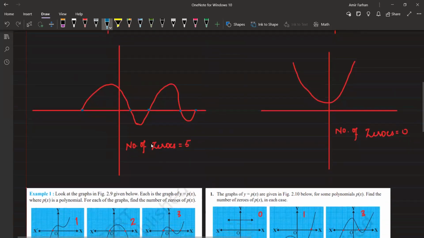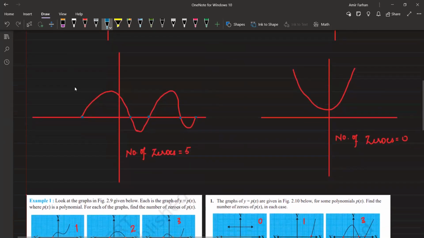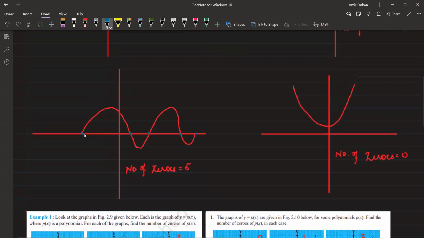Next, you can see how many intersection points are there? 1, 2, 3, 4, and 5. So how many zeros will be there? 5. Yes or no? Yes, sir. So the number of zeros will be 5. The highest degree is 5. Clear? Yes, sir. Chalo, that's good.